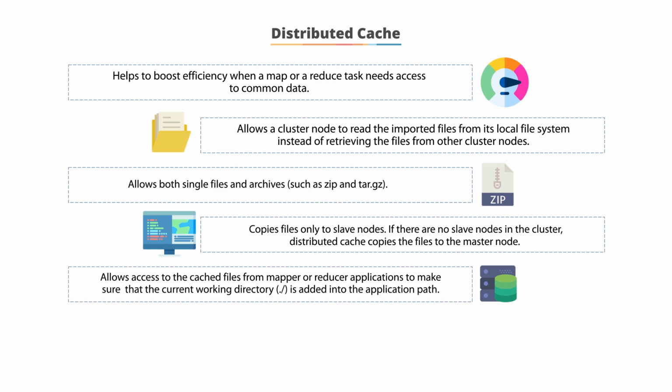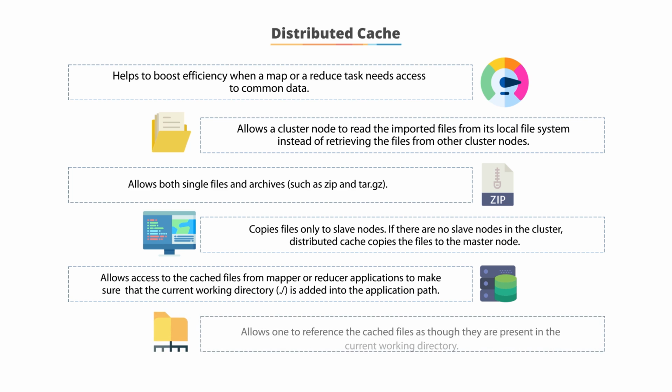It allows access to the cached files from mapper or reducer applications to make sure that the current working directory is added into the application path, and allows referencing of the cached files as though they were present in the current working directory, vastly speeding up access.